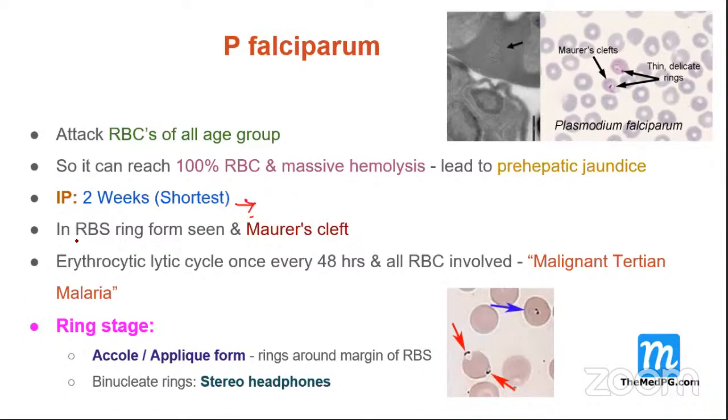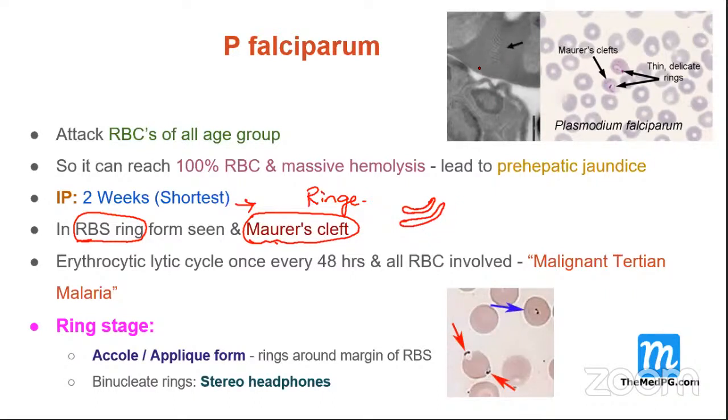And very important is that in the peripheral blood smear, what can we see in the RBCs, students? Only the ring stage. If you want to see the merozoites and the trophozoites, it is not possible because those stages happen within the vital organs. Then what else can you see, students? Maurer's clefts. So what are these clefts? Cleft means something like pockets. They are elongated, pocket-type structures.